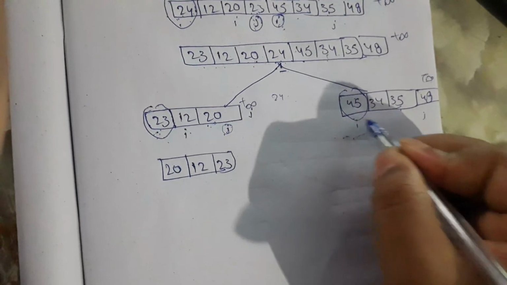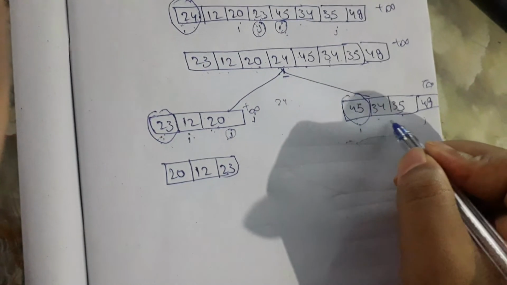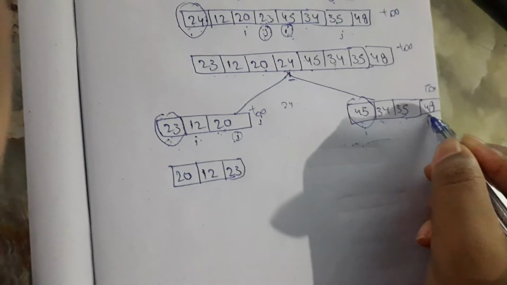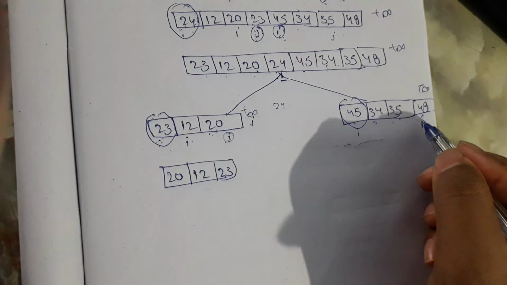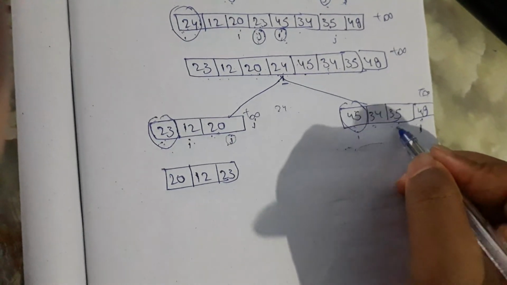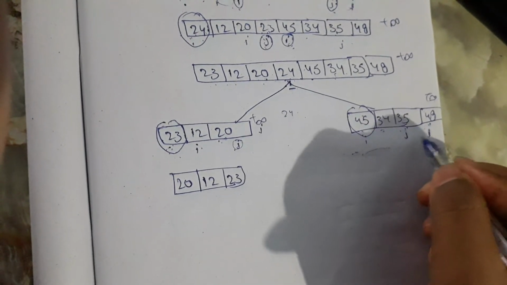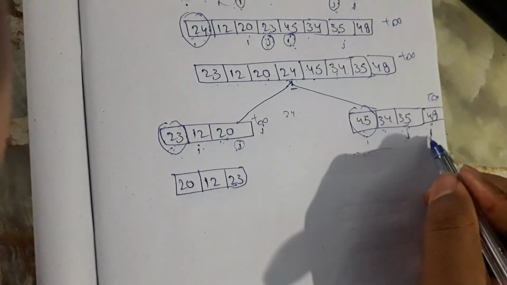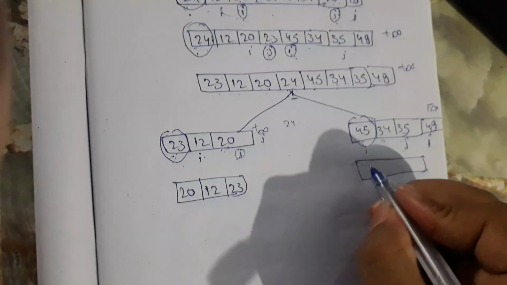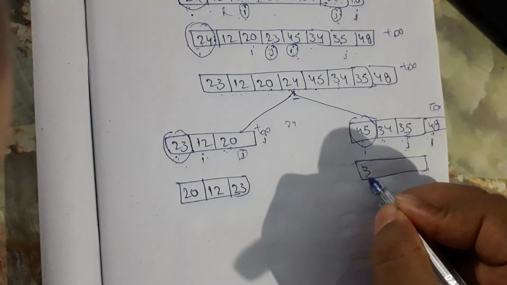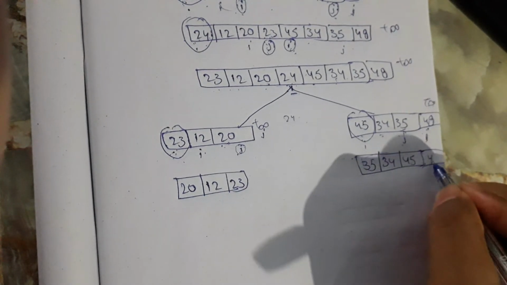And here the pivot value is 45. Is 34 greater than 45? No. 35, no. 48, yes. This is your I value. Now J value. Is 48 lesser than 45? No. 35, yes. It is your J. Again it's crossing the I value. In that case we have to swap. First place 35, 34, 48 and 45.